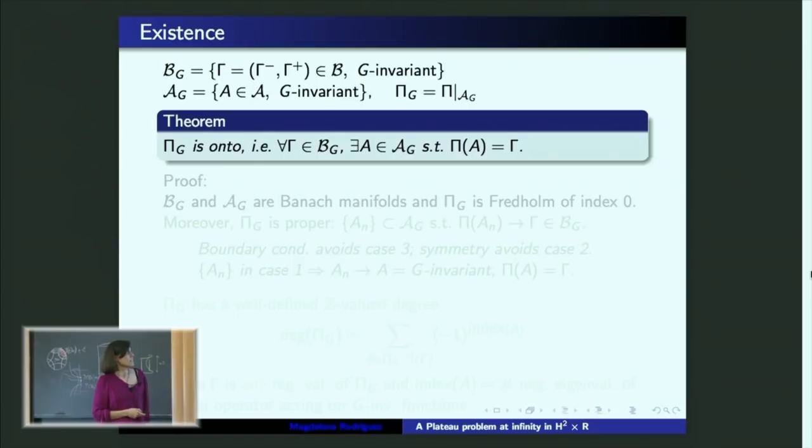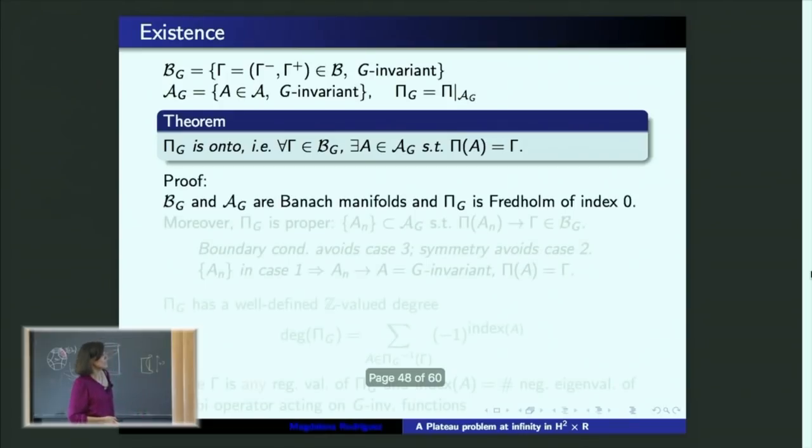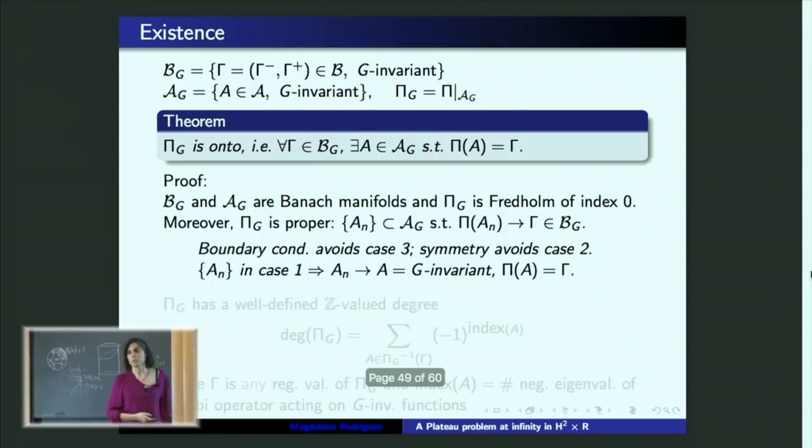So in this case, we are going to be able to prove it's surjective. And the idea is, as before, these spaces are Banach, and the projection is Fredholm of index 0. And now we can prove it's proper. Why? Because you take a sequence of annuli in your family in such a way that the boundaries are converging in the family of the boundary curves.